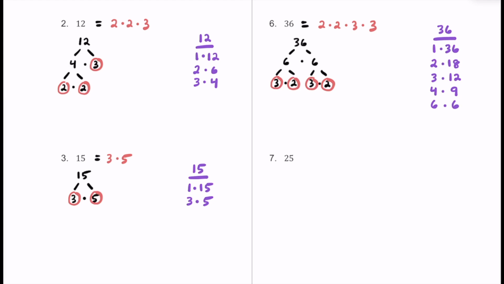Now, while it looks like 36 does have 10 factors, keep in mind that the 6 times 6 is actually repetitive, so you can actually get rid of one of these 6's because there's really only 9 factors for 36. So all perfect squares will have an odd number of factors instead of an even number.